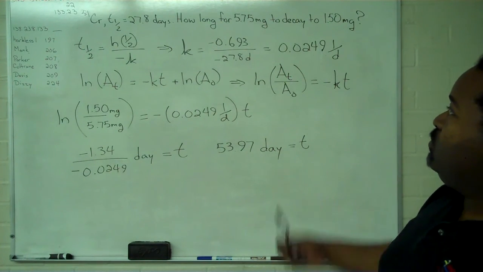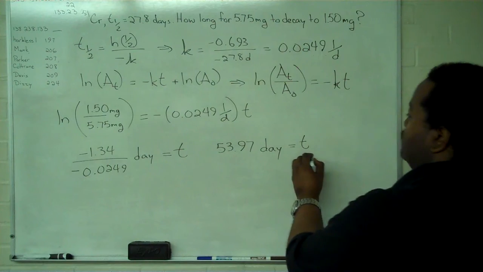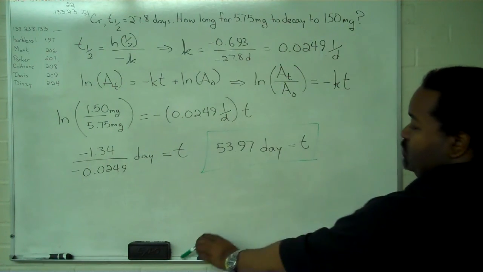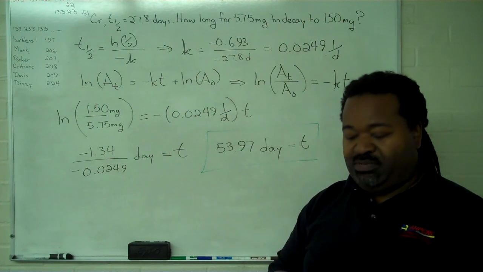By being able to use our half-life equation, we can find a rate constant and then plug the appropriate values into the first order rate equation and determine the amount of time it takes.